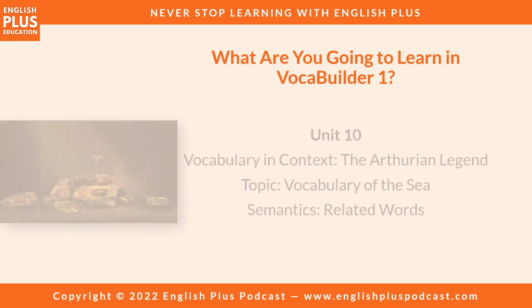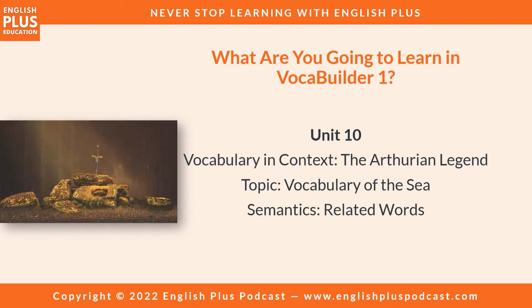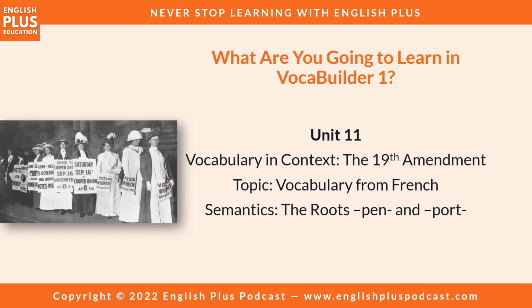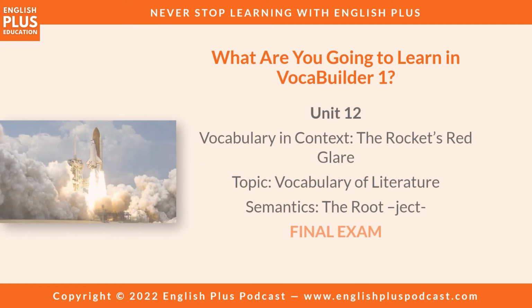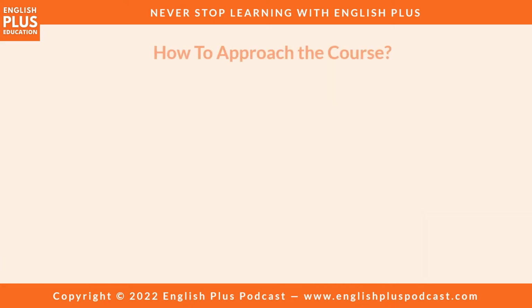We're going to talk about the Arthurian legend, the 19th Amendment in Unit 11, and finally, in Unit 12, we're going to talk about the rocket's red glare. And after Unit 12, of course, we have the final exam. So this is in a nutshell what you are going to learn in Vocabuilder 1. Are you interested yet? If you are, let me tell you more about how to approach the course.